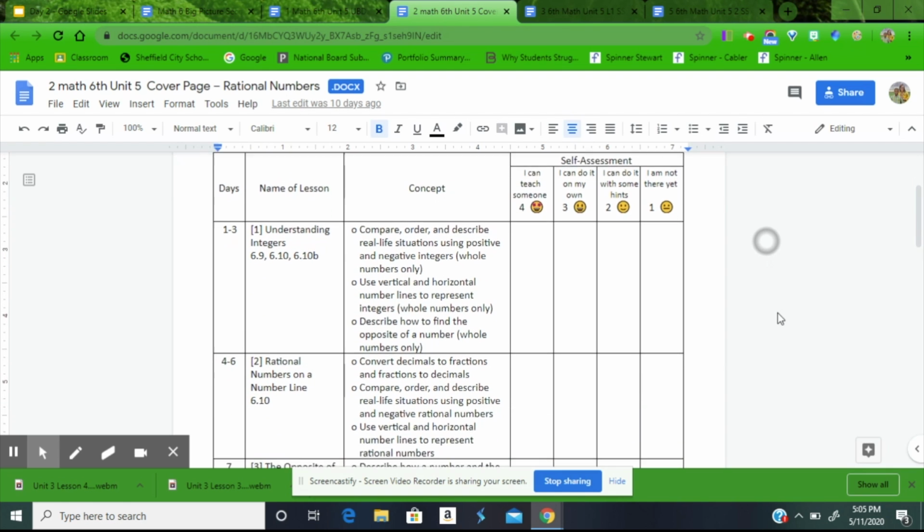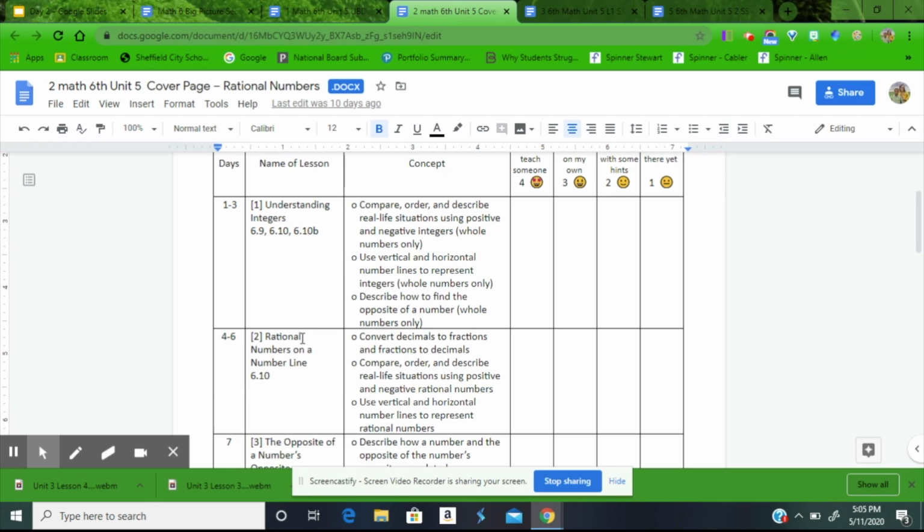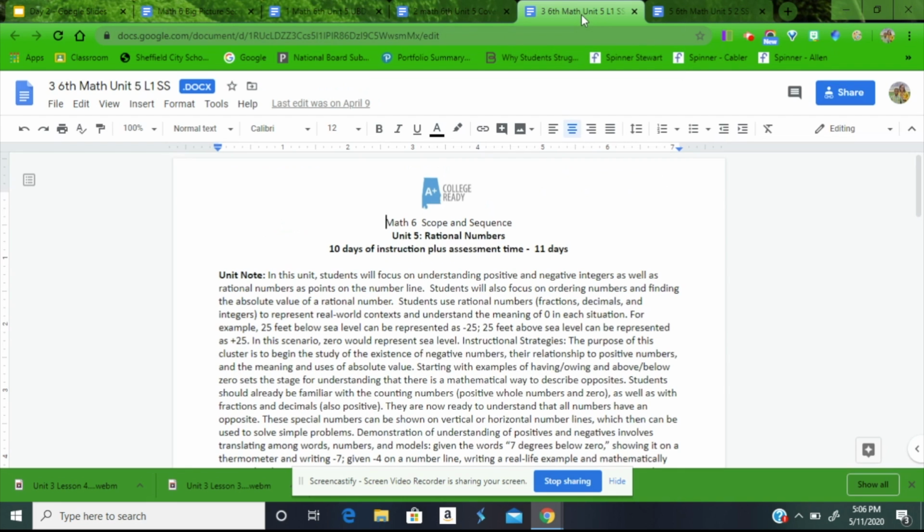Moving down our concept checklist, you'll see here we have rational numbers on a number line. That's days 4 through 6. And then you have your student-friendly I can statements. I can convert decimals to fractions and fractions to decimals. I can compare, order, and describe real-life situations using positive and negative rational numbers. And I can use vertical and horizontal number lines to represent rational numbers. Keep in mind, this is the first time that they've been introduced to these negative numbers, so it's a very critical unit for 6th grade.